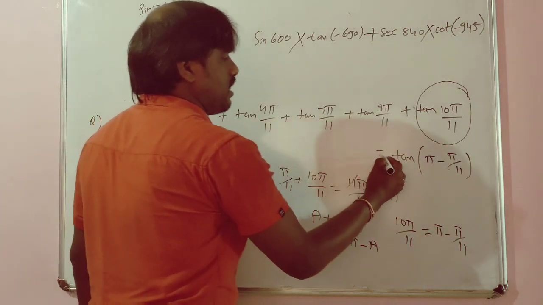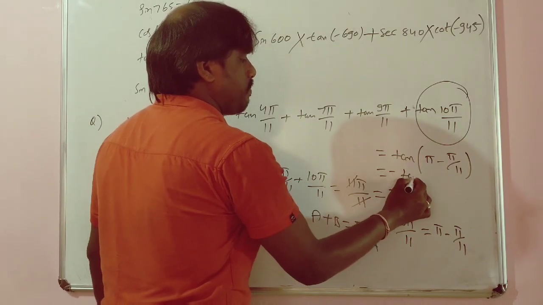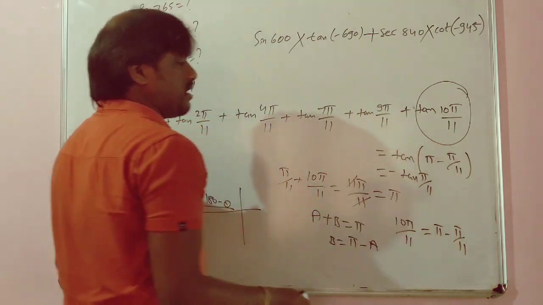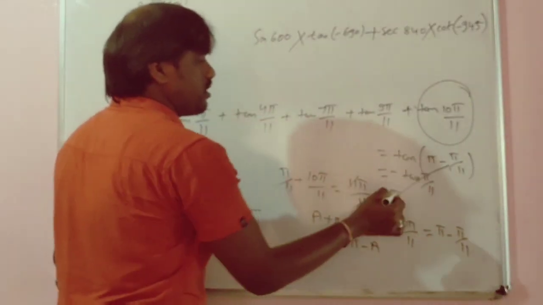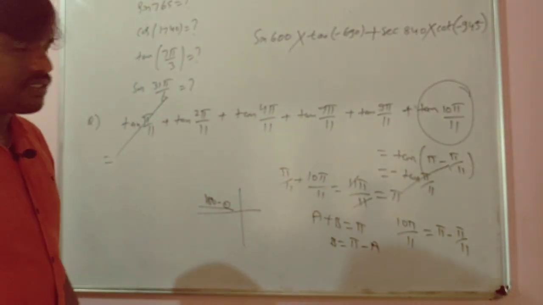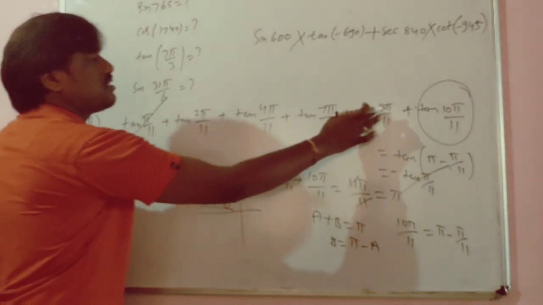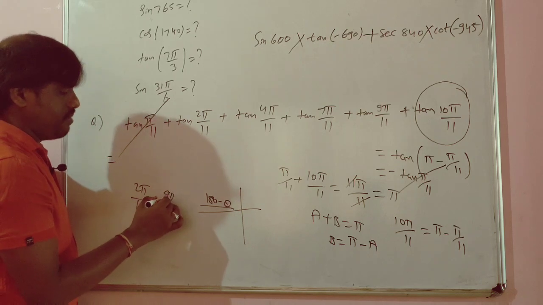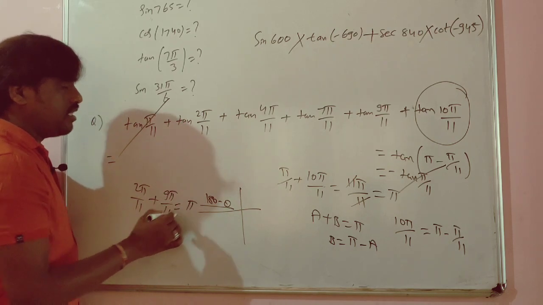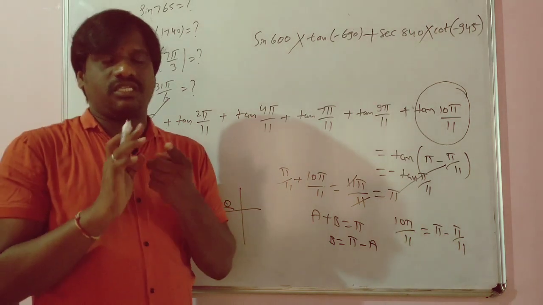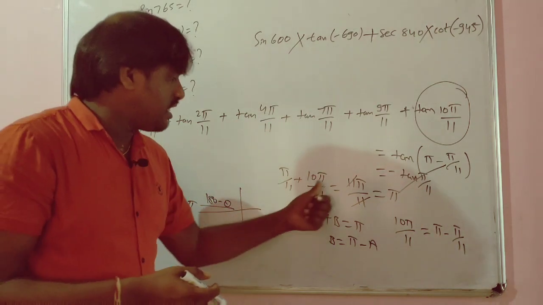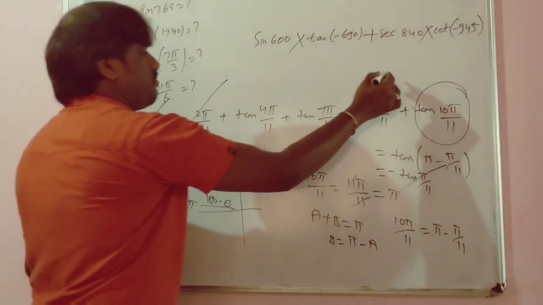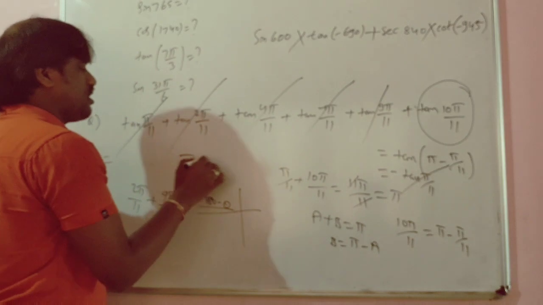So I am going to get this value as minus tan pi by 11, because 180 is not going to change. So tan pi minus, this one and this one are going to get cancelled out. Likewise 2 pi by 11 and 9 pi by 11: 2 pi by 11 plus 9 pi by 11, how much do I get? Pi. So in tan, remember, if the addition of two angles gives 180, then you can cancel them, because that will become 0 and the total answer is 0.